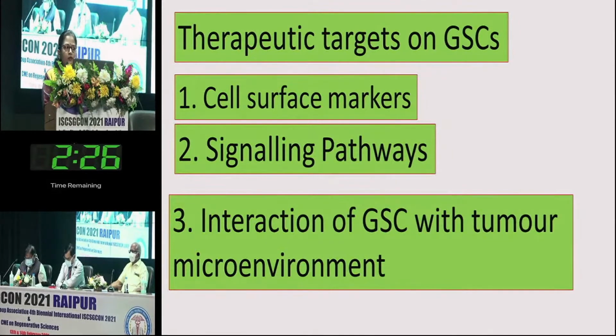What's the role of neuropathology in all this? We have different tests like immunohistochemistry, flow cytometry, or PCR, by which we can identify as well as quantitate these targets within a stem cell population in a tumor.